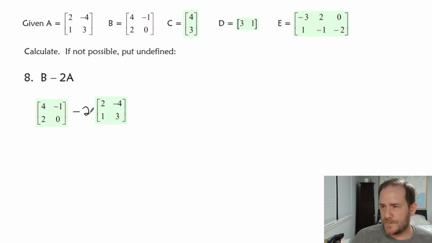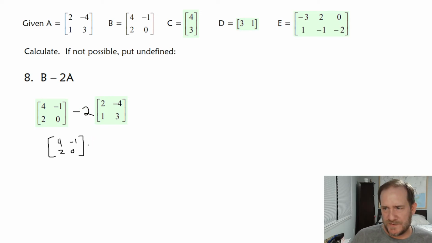So -2. This is a 2 by 2 and a 2 by 2. Multiplying by the scalar isn't going to change the dimensions, so we'll still be 2 by 2 and 2 by 2. So this difference will be defined. So we've got to do this one. This matrix would be unchanged for negative 1, 2, and 0.